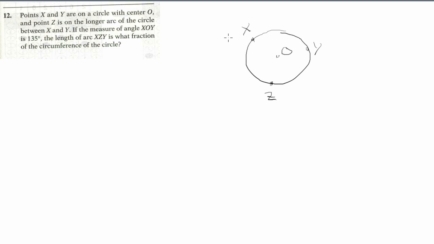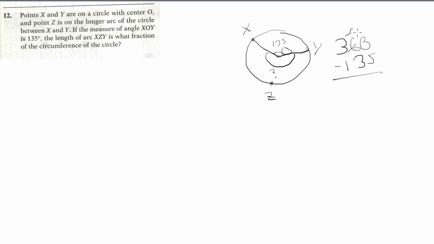If the measure of angle XOY, so this angle here, is 135, and the length of arc xzy here is what fraction of the circumference? Alright, so if this is 135, 360 minus 135 is going to be the angle on this side here. Right? This is what we're trying to find at the moment.